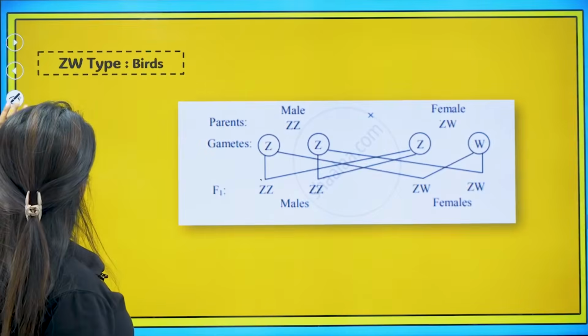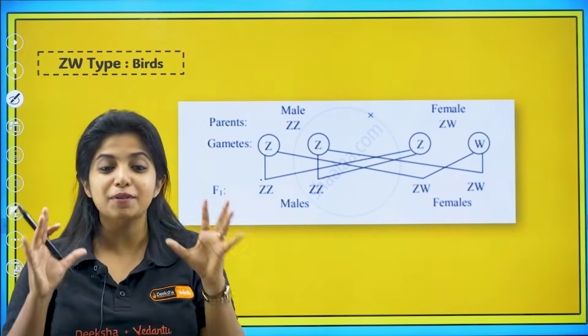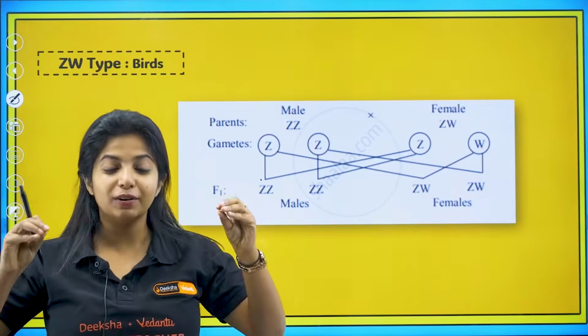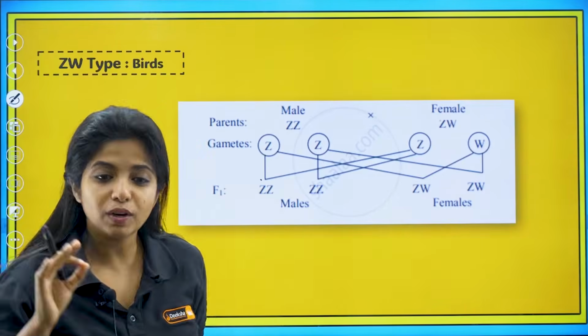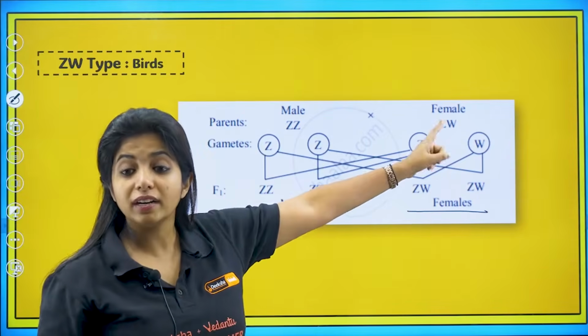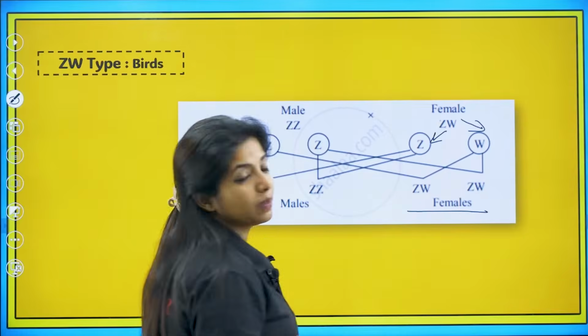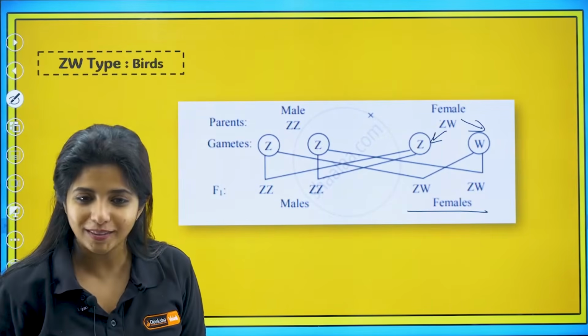Now the next type is ZW type of sex determination. Where do you see it? In birds. And this is the most different case, because this is where you see female heterogamety. Females are the ones carrying Z and W. So one type of gametes carries Z, and another type of gametes carries W chromosomes.